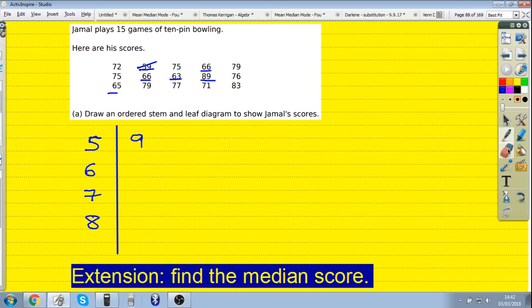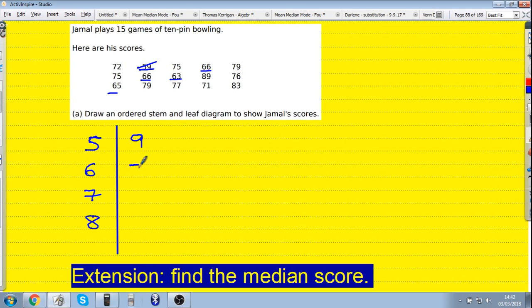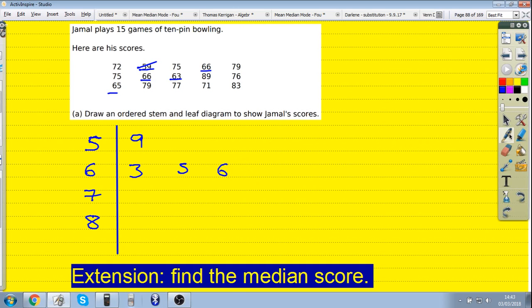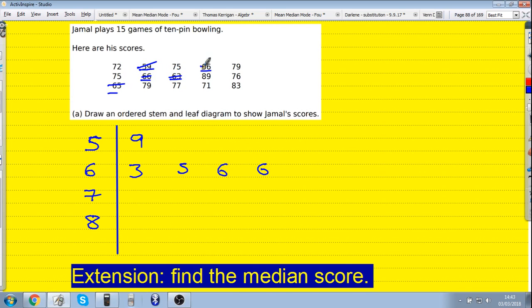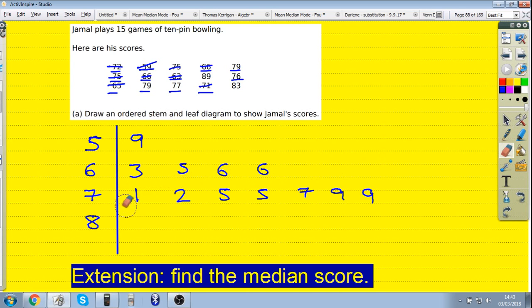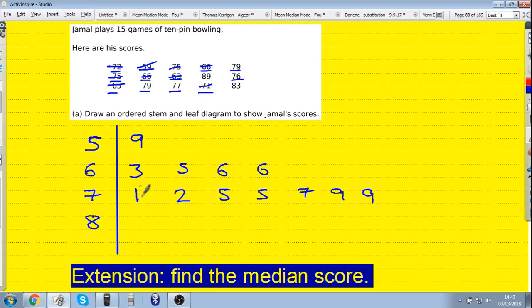I'd put 3, 5, 6, 6. Yeah, okay, so 3, 5, 6, 6. And then for 7, I would put 1, 2, 5, 5, 7, 9, 9. And you'll notice that the numbers have to be directly under each other. Yeah. Okay. And the 80s? So 3 and 9. And how do I write those? I put 3 under the 1 and then 9 under the 2. Yeah. Okay. So that's an ordered stem and leaf diagram.